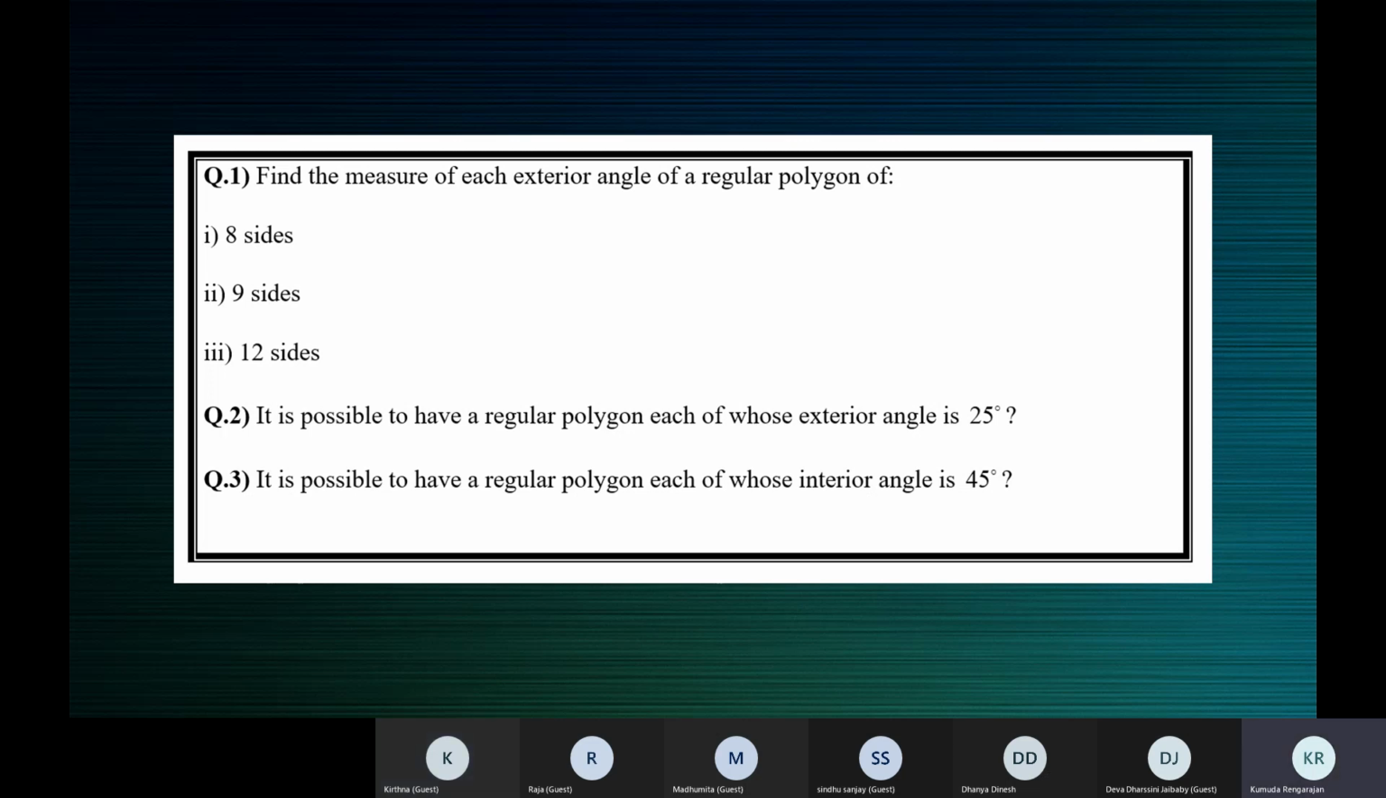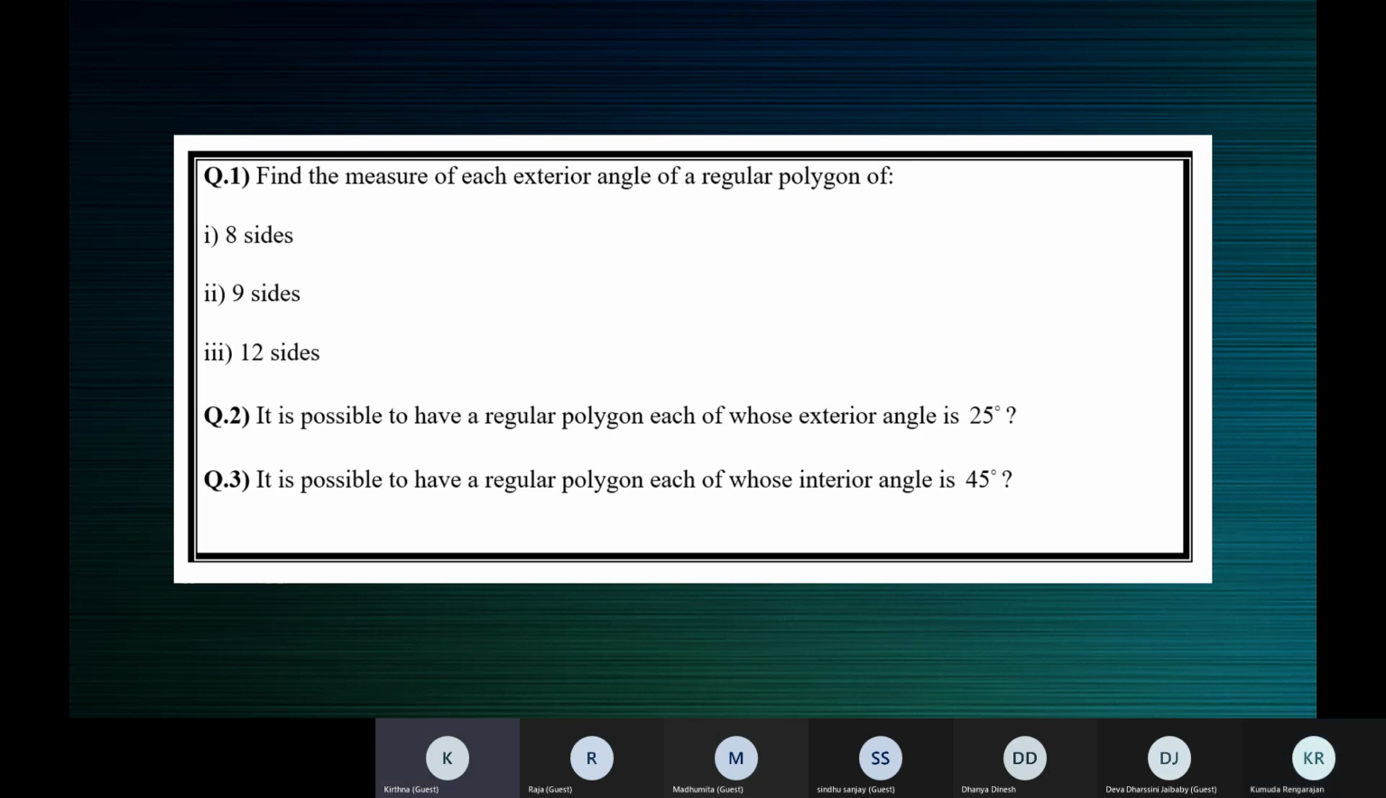You understood it correctly. The thing is, you were confused when you got a big angle like 1800. 1800 is the sum of all the 12 interior angles, not each interior angle. Okay, so how did Kirtana find 1800? How did you get 1800, Kirtana?